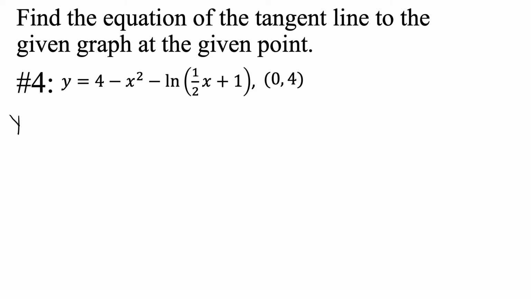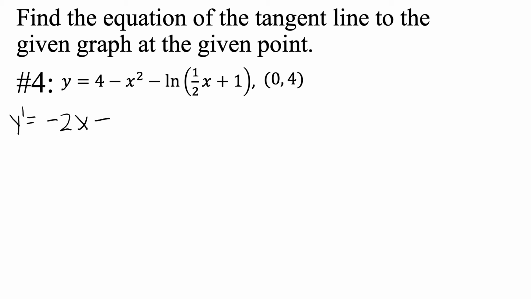So I'm going to find y prime by taking the derivative of each piece. Remember, the derivative of 4, since 4 is a constant, is just 0. The derivative of the negative x squared, now I can use my basic power rule. I don't have to do a natural log here. Just bringing my 2 down, this becomes negative 2x. And then I'm going to subtract.